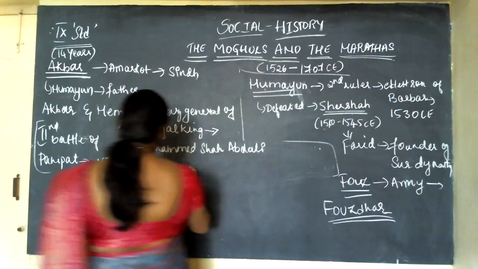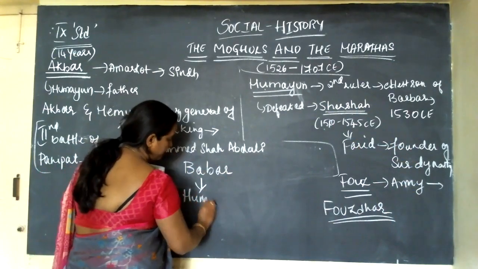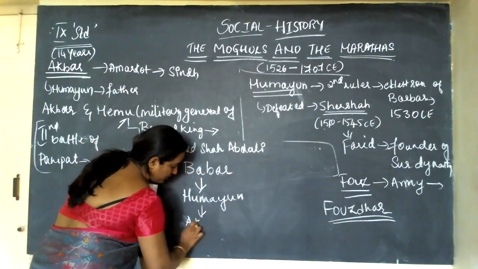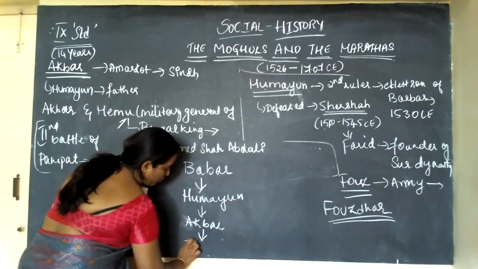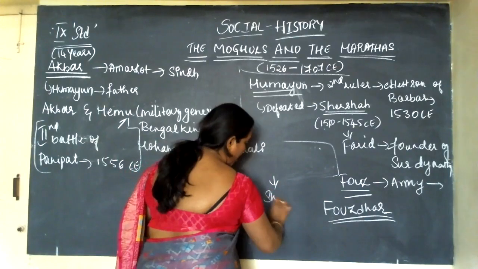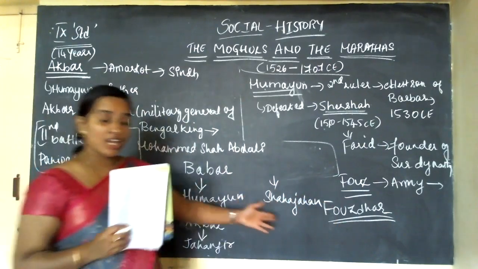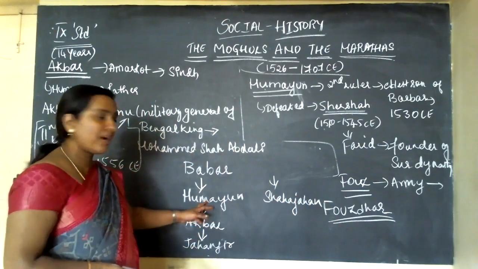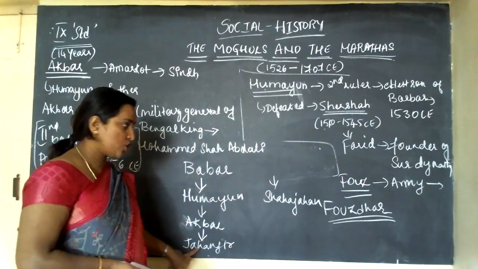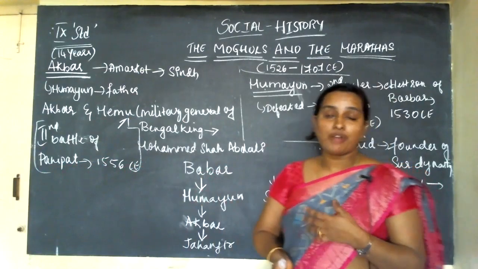I'll just give you the flow chart here itself. Babur was the father of Humayun. Humayun was again the father of Akbar. Akbar's son was Jahangir, and Jahangir's son was Shah Jahan. Got it? Shah Jahan's ancestors are Jahangir, Akbar, Humayun and Babur. Like this, you can recollect: Babur's son was Humayun, Humayun's son was Akbar, Akbar's son was Jahangir, Jahangir's son was Shah Jahan. That is how, father and son, they started ruling and establishing a wide Mughal rule in India.